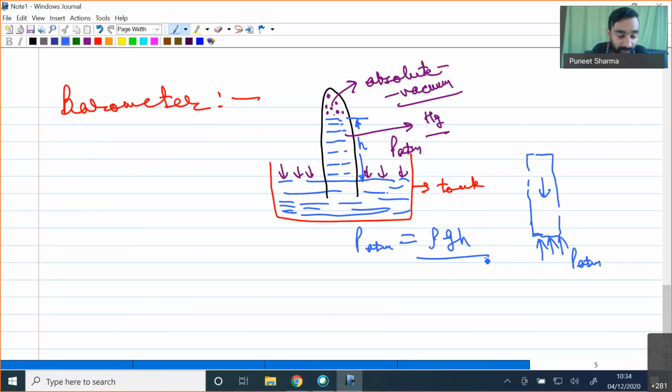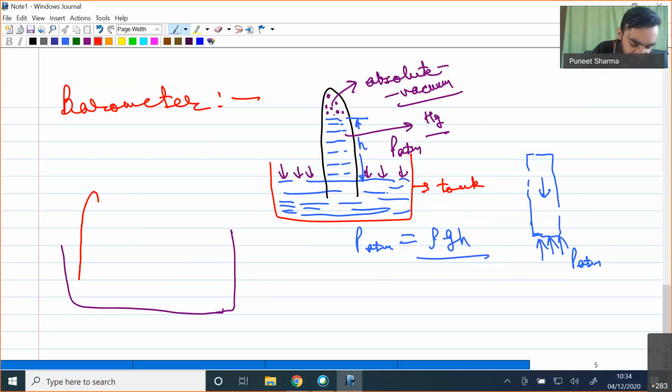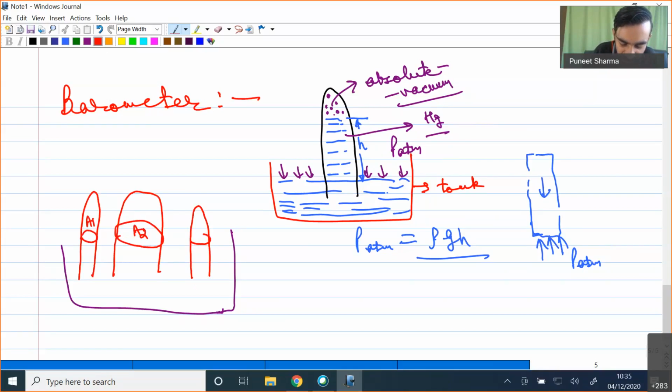Now while we employ the barometer, one may get confused about what tube size we should consider for this inverted tube. We may have different situations. For example, I may take a smaller tube, in another case a tube of larger diameter, and in another case a tube of another cross section. In the first case say the cross sectional area is A1, in the second case A2, and in the third case A3.